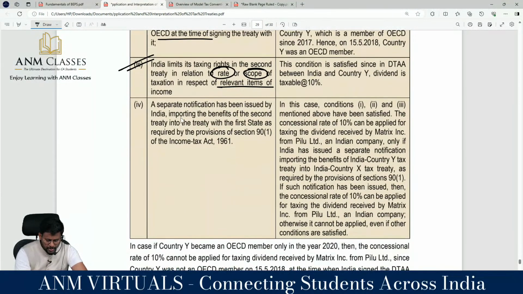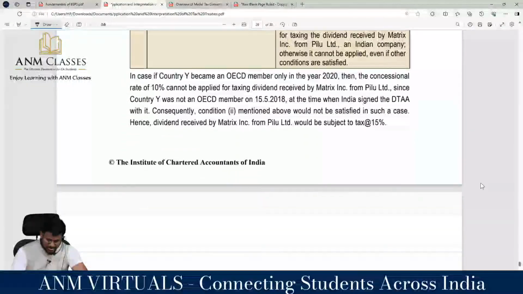Separate notification has been issued by India importing the benefits of the treaty into the treaty with the first state, as required by provisions of Section 90 subsection 1 of the Income Tax Act, correct?